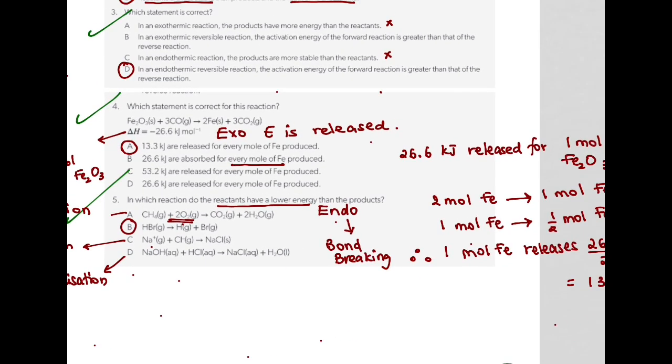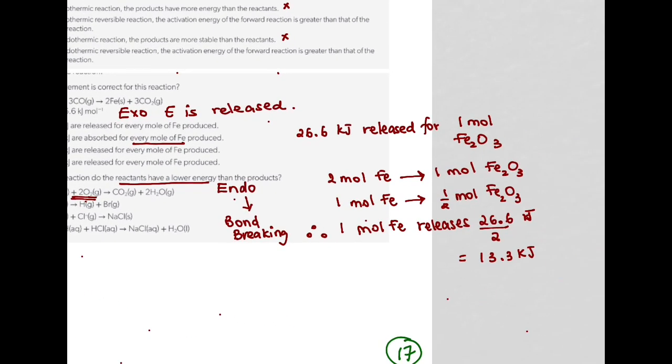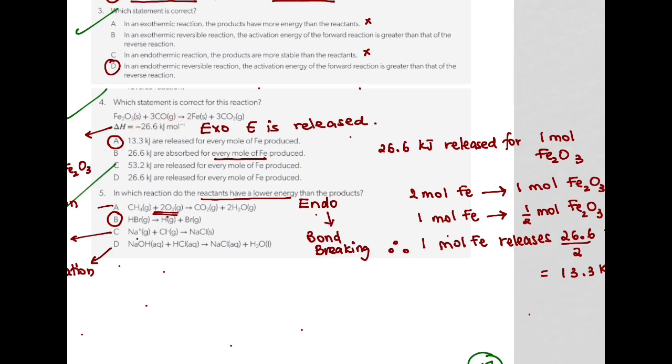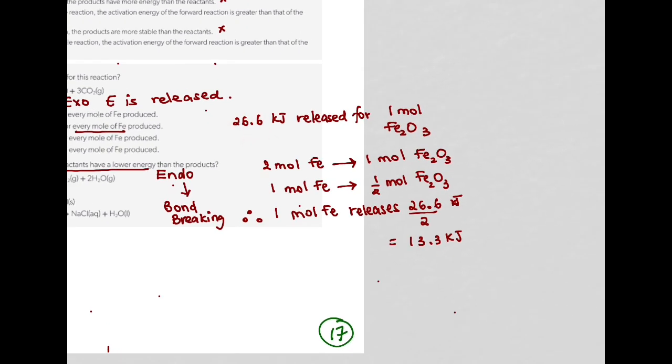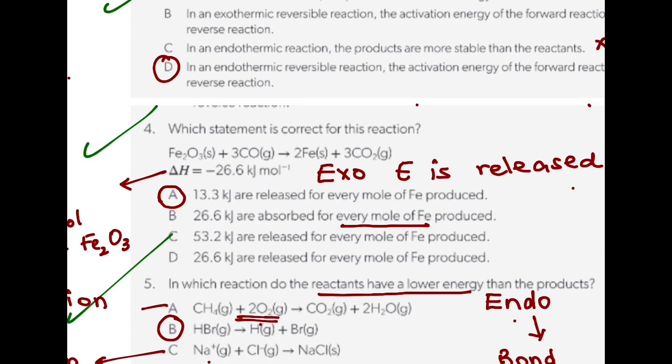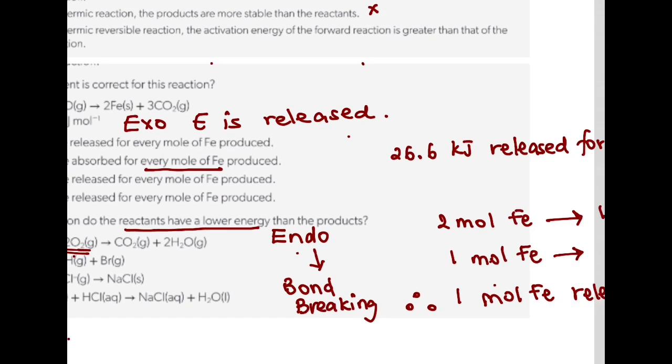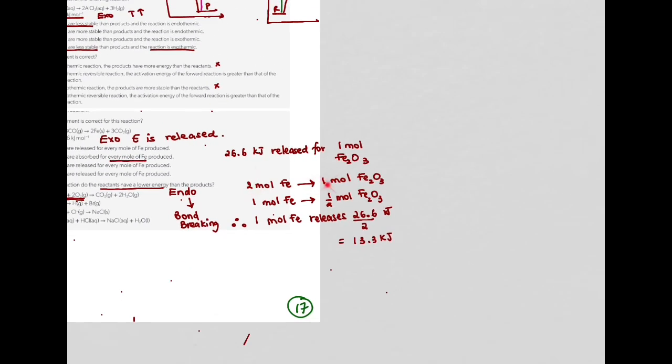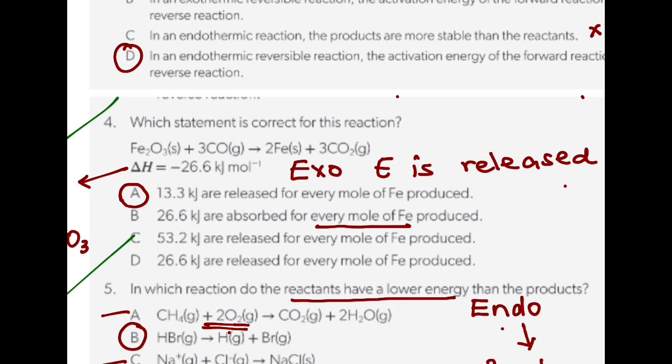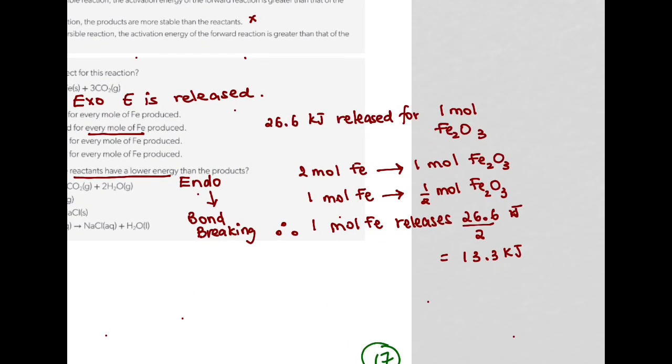Now, if you look at the meaning of this part here, it means that 26.6 kilojoules is released for 1 mole of iron oxide. And if you look at the equation, 1 mole of iron oxide produces 2 moles of iron. And all answers are in the context of 1 mole of iron. So 2 moles of iron come from 1 mole of iron oxide according to the equation. So the ratio is 2:1. This is what I'm using, 2:1.